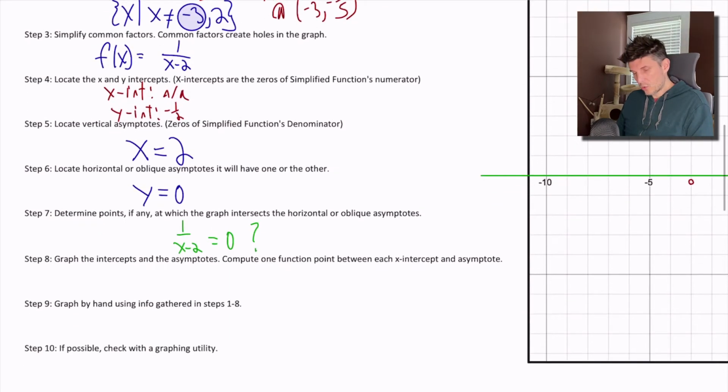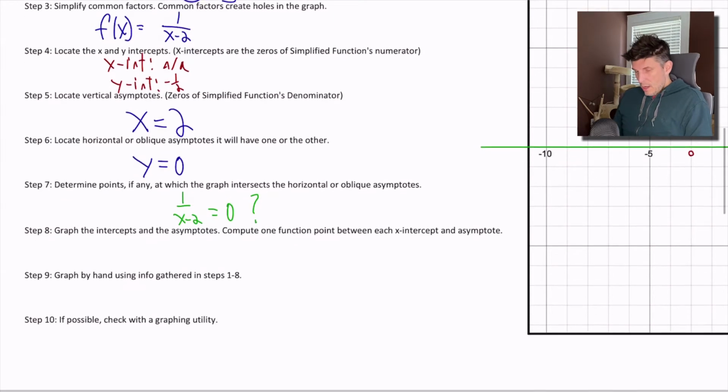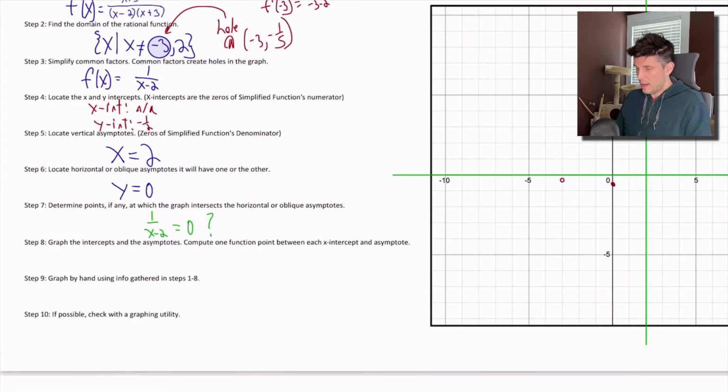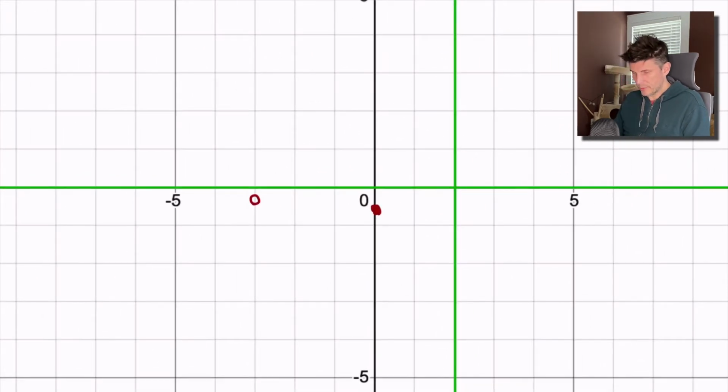All right. Graph the intercepts and the asymptotes. Did it. Compute one function point between x-intercept and the asymptote. Well, we don't have any x-intercepts here, and it probably wouldn't be a bad idea to plug in a value or two just to give us some accuracy when we graph this. So let's plug in a value to the right and to the left of this vertical asymptote. A value to the left would be 1, and a value to the right is 3.